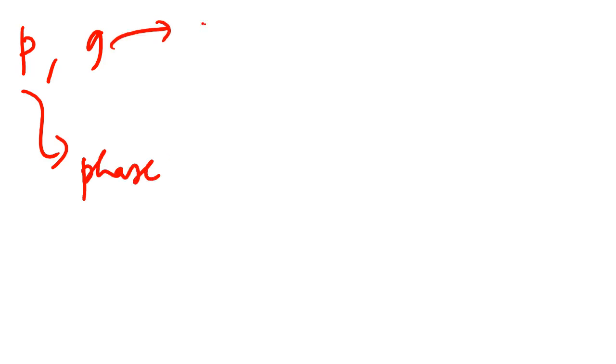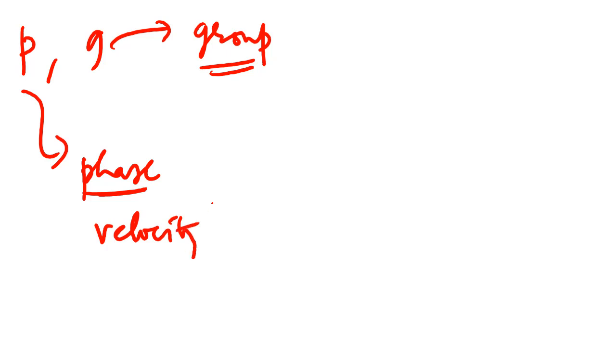So here, when we denote P and G, P means the phase and G means the group. So we have two different types, the phase velocity and the group velocity. The phase velocity and group velocity depend upon what kind of carrier wave you have and what kind of envelope you have in a pulse.